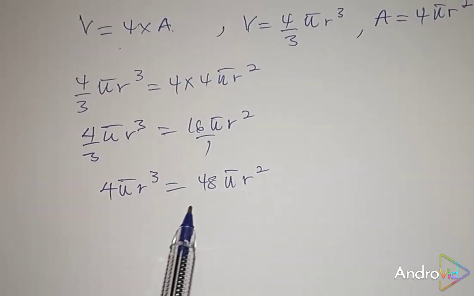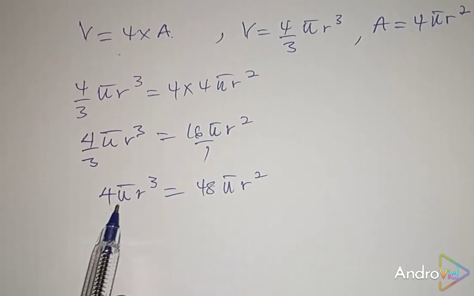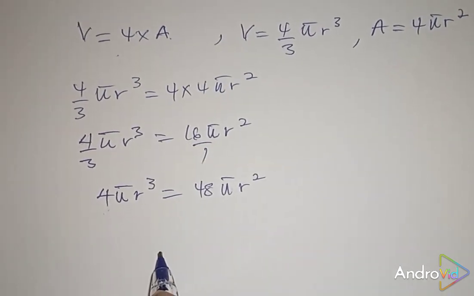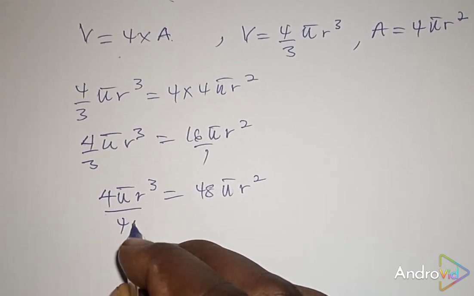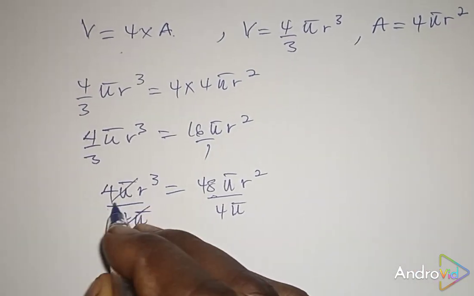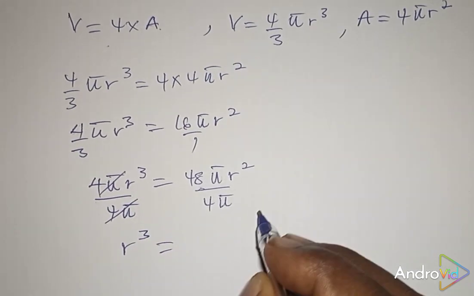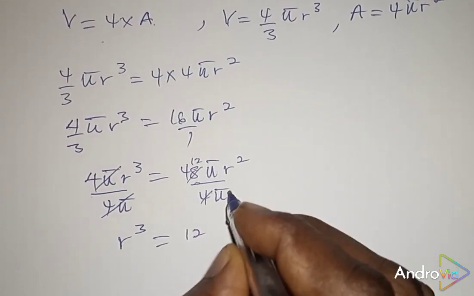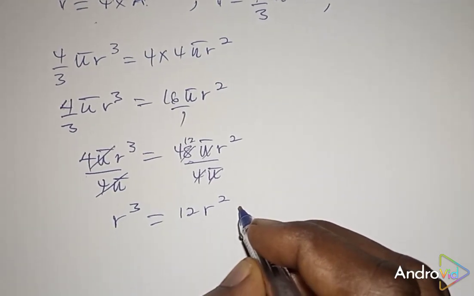Alright, so since we are looking for the radius, let's divide through by the coefficient, the smaller one, so that the coefficient value will reduce to help us solve it easily. So let's divide through by 4 pi over 4 pi, so that this 4 pi will cancel this 4 pi. And then you get on the left hand side, r cubed is equal to 48 divided by 4, which is 12, and pi will also cancel pi. You get 12r squared, right?